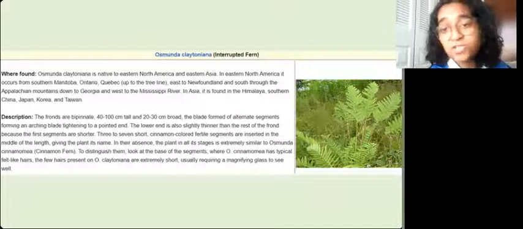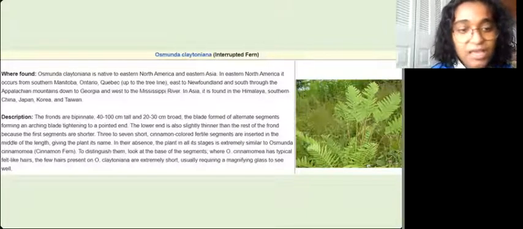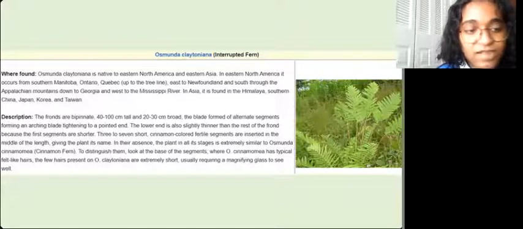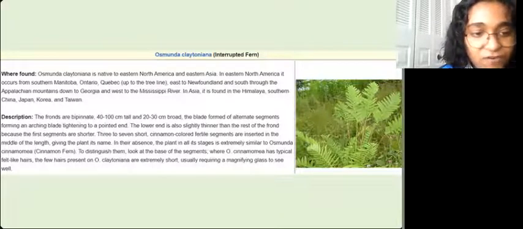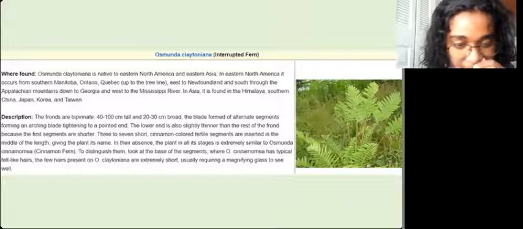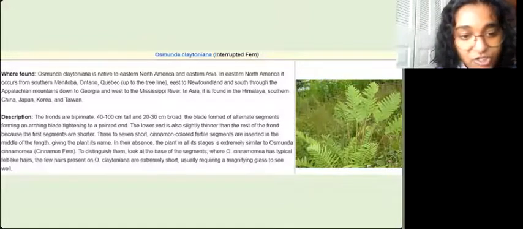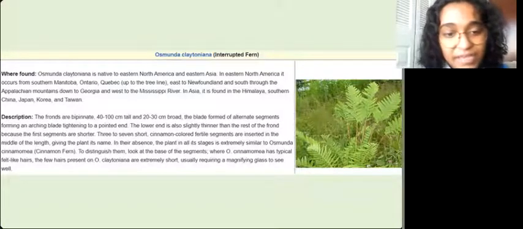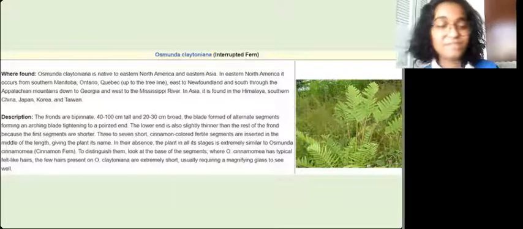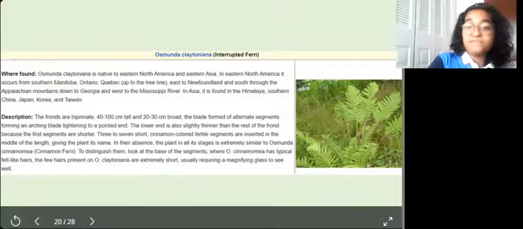So it is similar to the cinnamon fern. To distinguish them, look at the base of the segments where the cinnamon fern has typical felt-like hairs, and the few hairs present on the interrupted fern are extremely short, requiring a magnifying glass to see them. So there are different types of magnifying glasses we can use to see these ferns also, but that's a different topic.